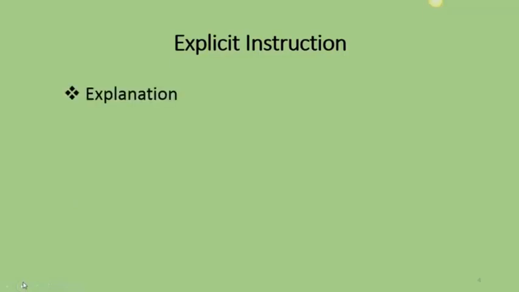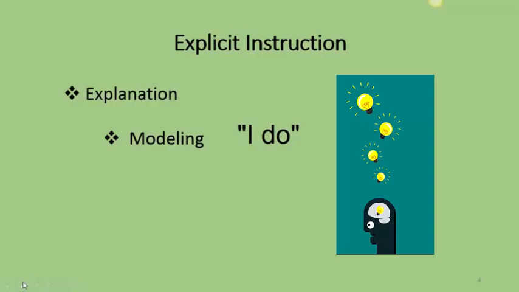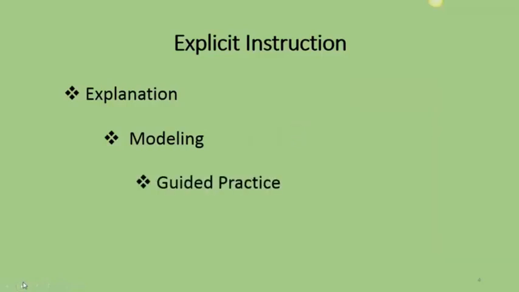The first phase of explicit instruction is the explanation phase: why learning this strategy is important for the student and how it will help them to improve their reading. Then you move on to the modeling phase, which is the I do, where the teacher does a think aloud on how to do the new EBRI strategy, and the students sit silently listening and watching as the teacher does this modeling. Then you move on to guided practice, which is the we do, where there's lots of scaffolding and support, and also it's a gradual release of responsibility from the teacher to the student.